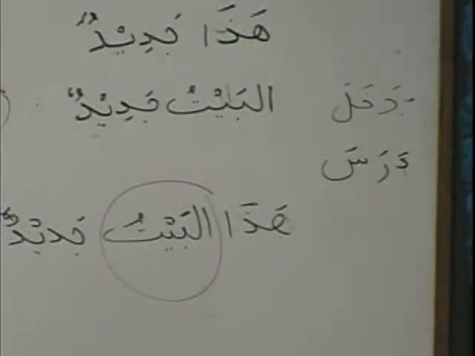Ready, brothers and sisters? How will you conjugate? Dakhala, dakhalat, dakhalu, dakhalat, dakhalta, dakhalna, dakhalta, dakhaltuma, dakhaltum, dakhalti, dakhaltuma, dakhaltunna, dakhaltu, dakhalna. MashaAllah. See, when we do it in sequence, it's easy. But then we are going to practice.